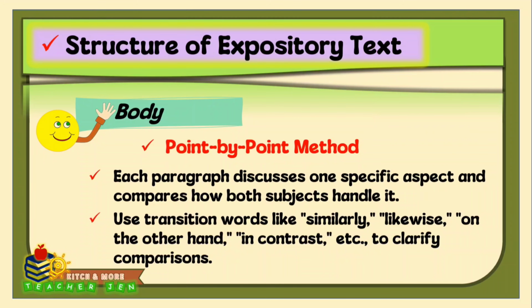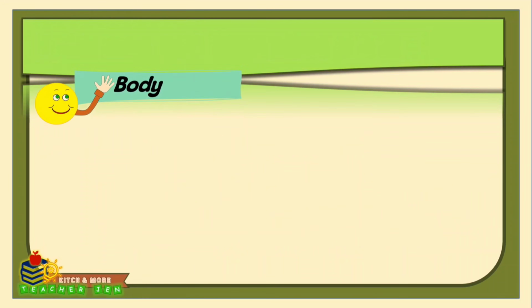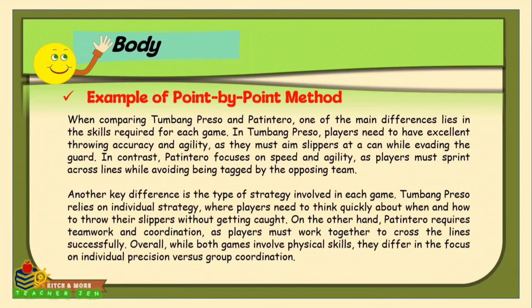to clarify comparisons. For example, when comparing Tumbang Preso and Patintero, one of the main differences lies in the skills required for each game. In Tumbang Preso, players need to have excellent throwing accuracy and agility, as they must aim slippers at a can while evading the guard. In contrast, Patintero focuses on speed and agility, as players must sprint across lines while avoiding being tagged by the opposing team. Another key difference is the type of strategy involved in each game.